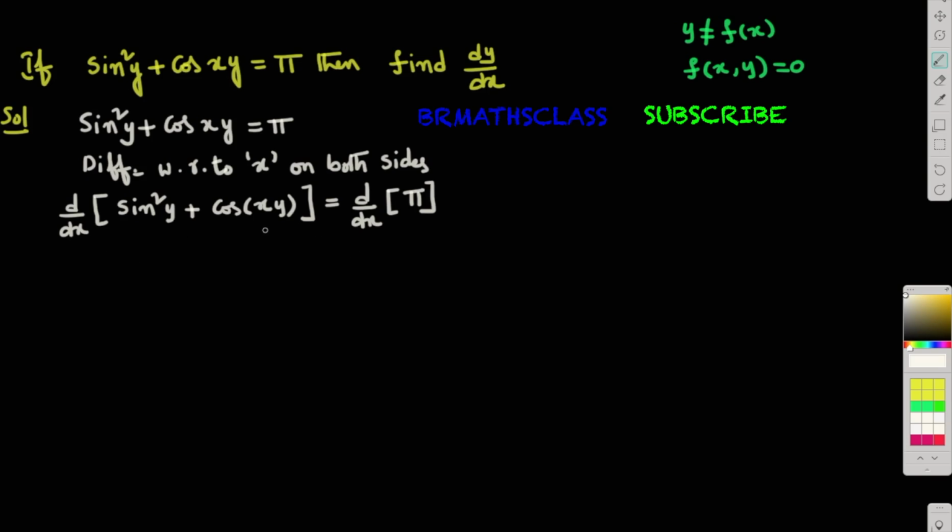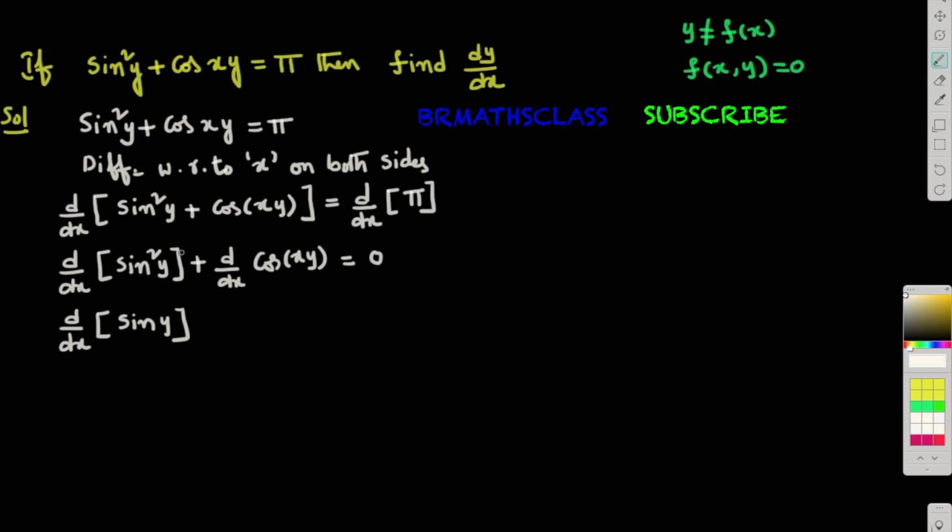You know how to differentiate this. We differentiate each and every term, that is d by dx of sin square y plus d by dx of cos of xy. We are differentiating each and every term equal to d by dx of pi. Pi is constant. Derivative of constant is 0. Sin square y can be written as sin y whole square plus d by dx of cos of xy equal to 0. Now we will differentiate this.